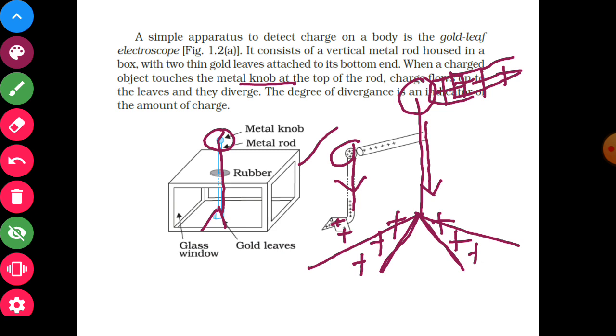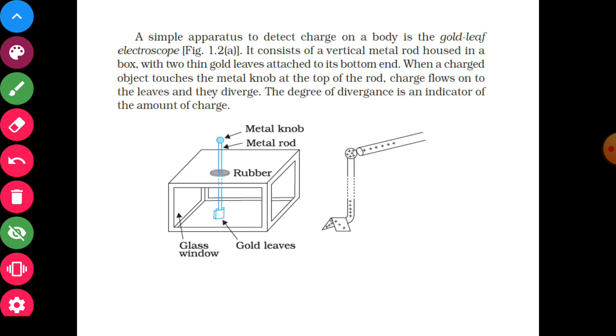So what will happen? This object which you have brought in contact with this knob is charged, or we can say it has charge on it, and that can be detected. So this is the electroscope which detects the electric charge, whether there is electric charge on the object or not, that can be found. The more the charge, the more the separation. There will be more separation if there is more charge. If there is less charge, then there will be less separation between these gold leaves.